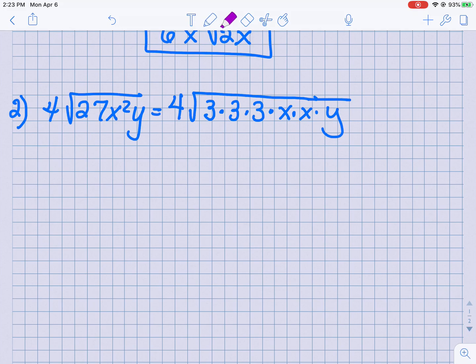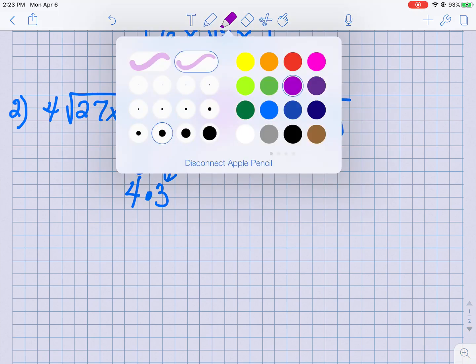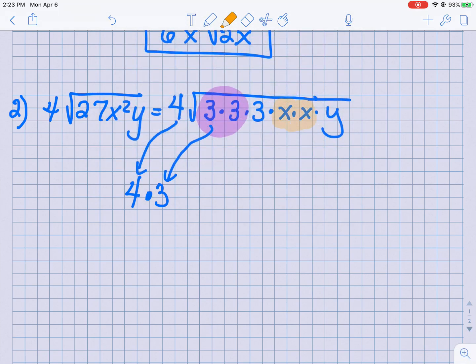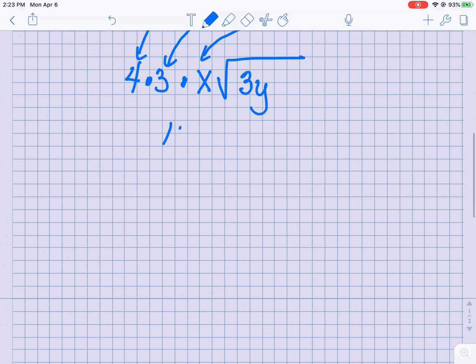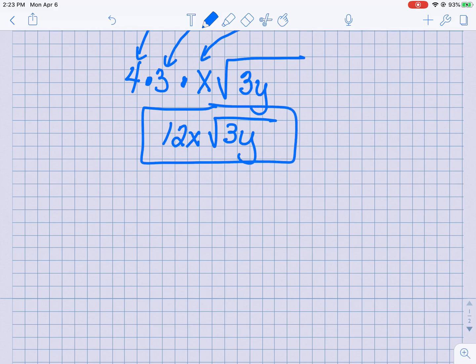So then we start looking for our pairs. Now the 4 is still just kind of hanging out front. Okay, the 3's escape. One of them gets out, the other one doesn't. And then one of the x's also gets out. Well, a pair of x's, and only one of them makes it out. And then left behind, we have 3 and a y. So our final answer is going to be 12x root 3y. Okay, that's our simplified radical expression.